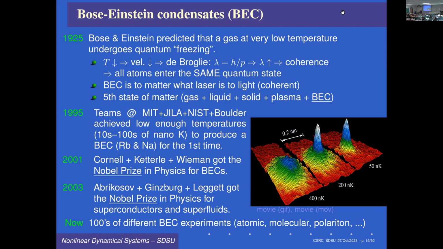Because I have this wavelength that is of the order of the interspacing distance, I finally get a synchronization. And all the particles of the system synchronize at a quantum level. The analogy here, if you want, is that a Bose-Einstein condensate is to matter what a laser is to light.